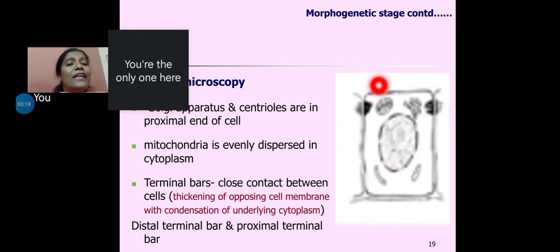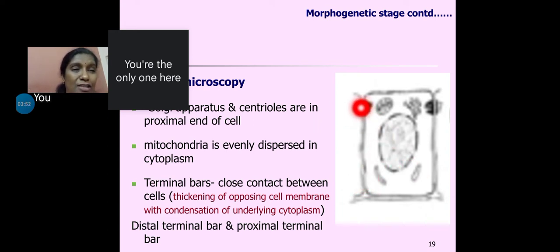Now, electron microscopically, right now the hurry or the need for formation is not at rise. So there are basically the normal complementary cell organelles, just enough for the necessary survival of the cell. So you will see that Golgi apparatus is present, centrioles are present, and they are more towards the proximal side of the cell. Okay, mitochondria is evenly scattered throughout the cytoplasm because it needs to give energy to the functioning of the cell. Terminal bar apparatus.